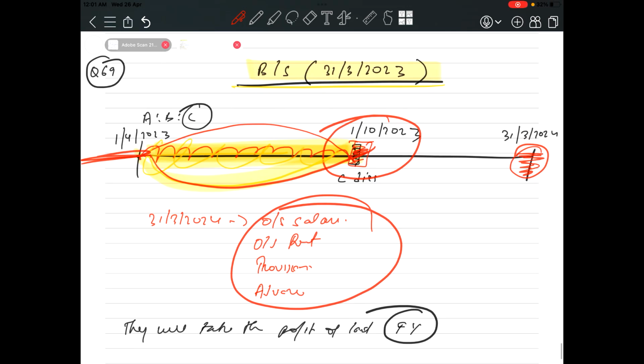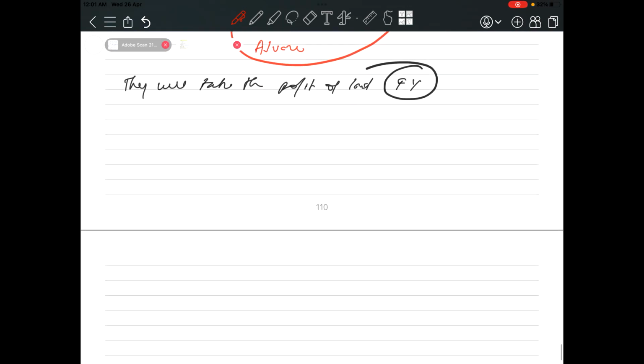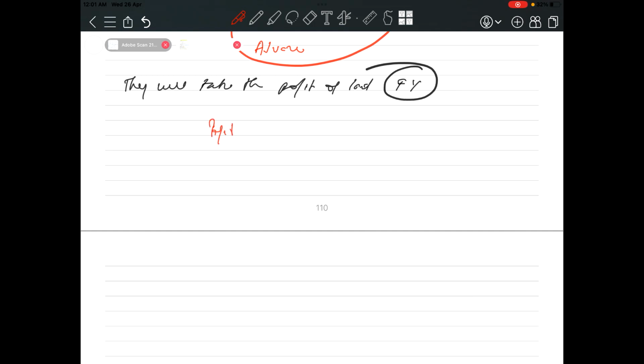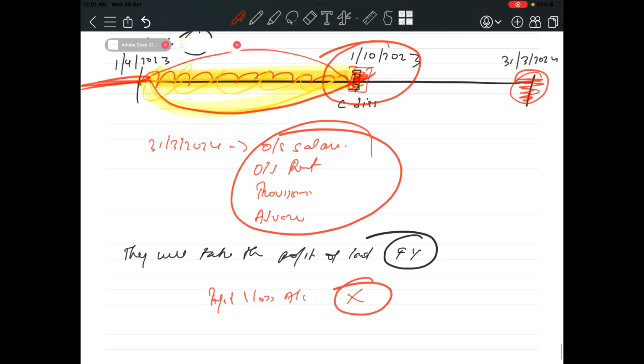Okay, so this cannot be the accurate amount. So now what will the firm do? Will the firm debit profit and loss account? No, the firm cannot debit profit and loss account, because we have not yet calculated any profit for this period. No profit has been calculated for this period.